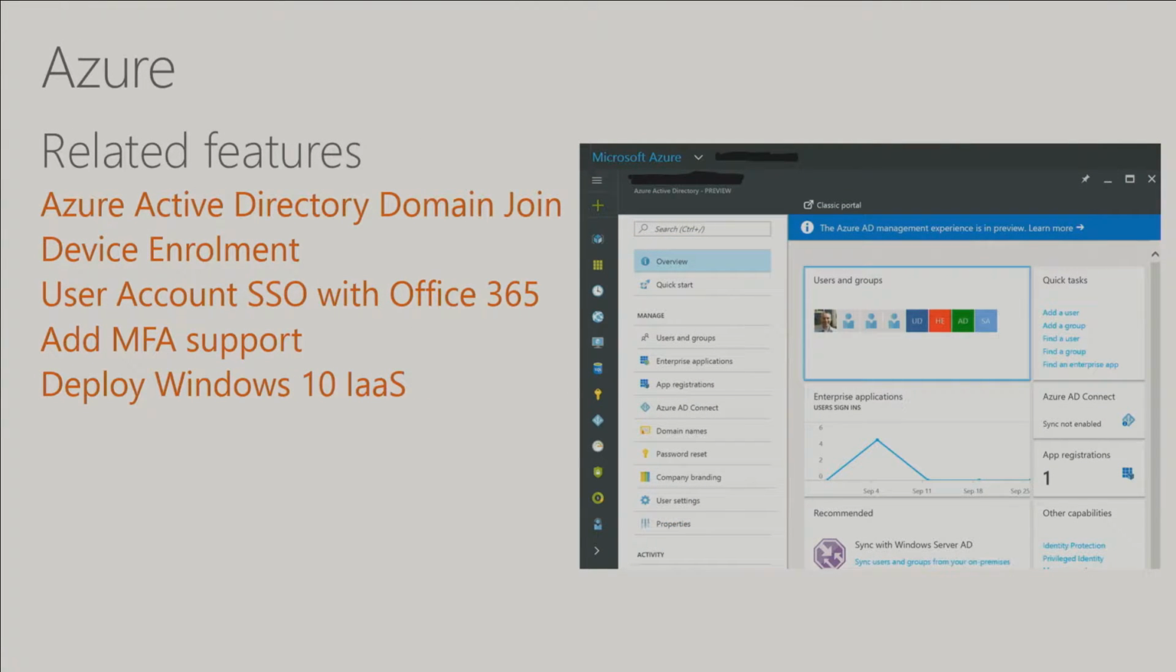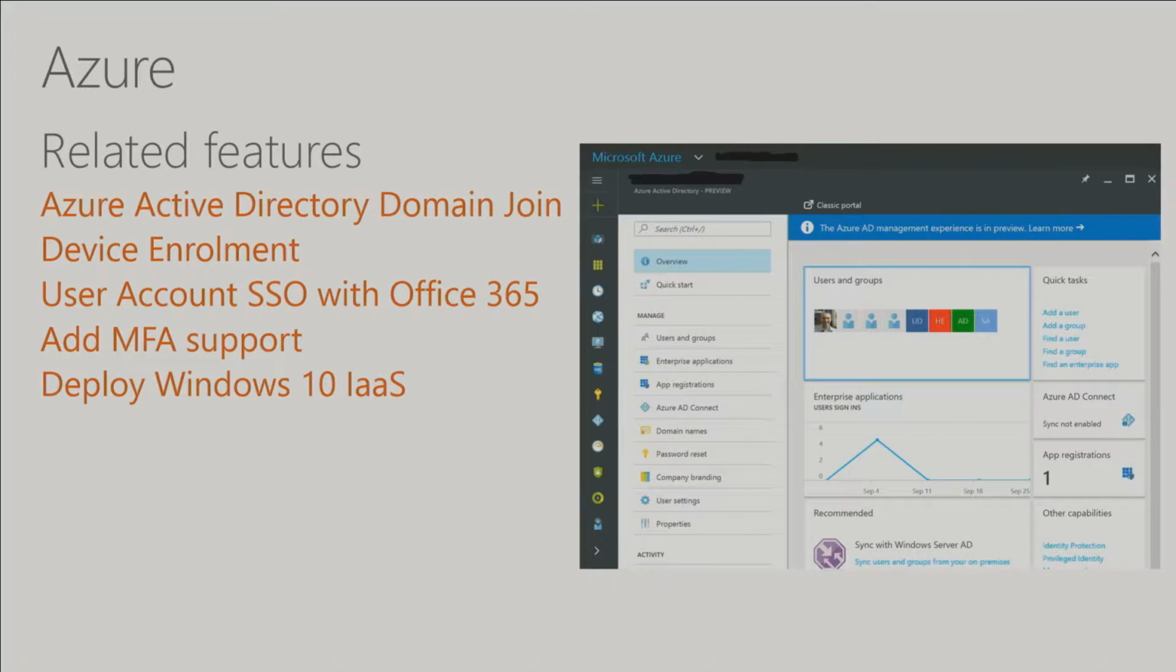Azure. How many people are using Azure today? Hands up. OK, about 75%. Good for you. So there are a million and one things that we can do in Azure. I'm not going to call all of those out. But again, let's pinpoint a few things that are of interest to us in this session. Being able to do an Azure Active Directory domain join, for starters, and we'll have a look at that in a few minutes. We'll do a demo of that one.